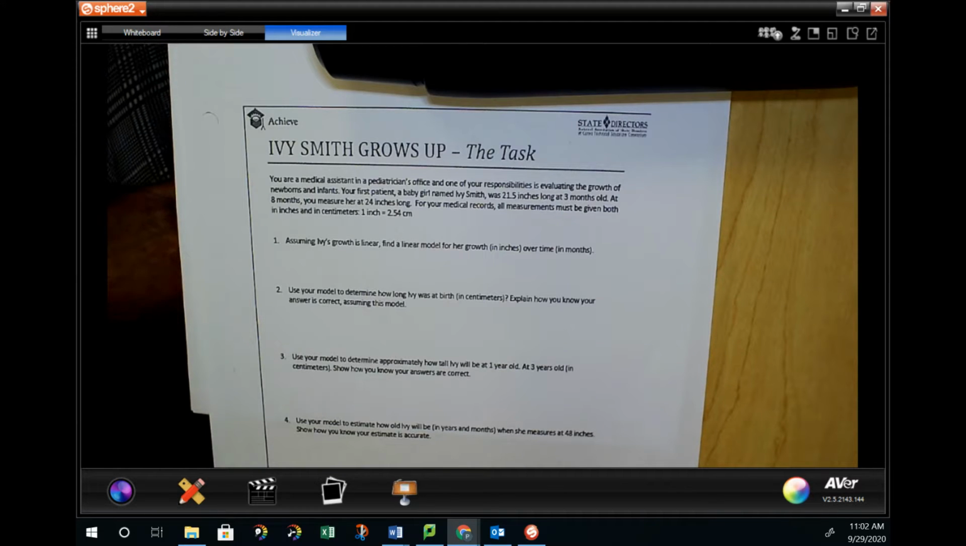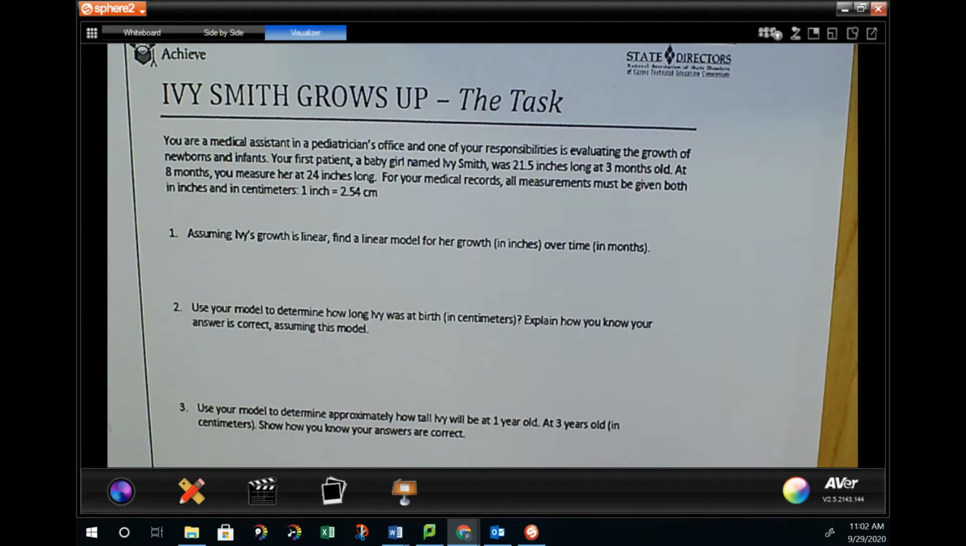Okay, so in this case, we're going to go over the Ivy task in case your internet was bad or you missed the Zoom meeting. So this is Ivy's growth task. You're a medical assistant in a pediatrics office, and Ivy Smith is your patient.